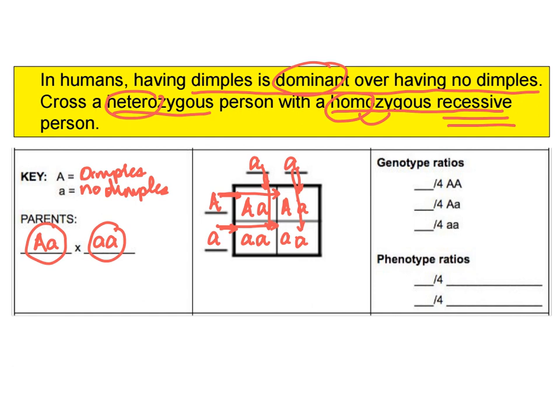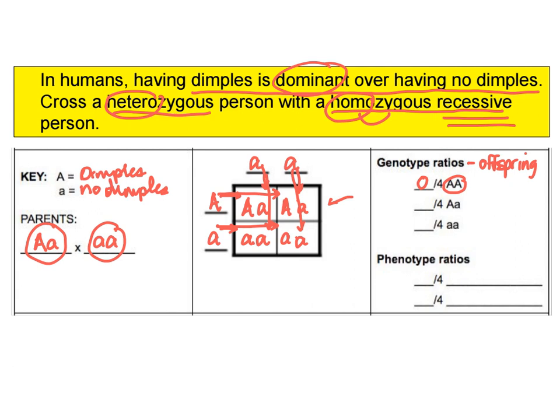So step number 4 is to find the genotypic ratios. Now these genotypic ratios are of the offspring, and because of that, we're going to look directly into our Punnett square to find these. First, I'm going to look for my homozygous dominant. That's the big A combination. And when I look in the Punnett square, I can see that there are no big A combinations. That means that 0 out of 4 are homozygous dominant. My next genotype is heterozygous, big A, little a.